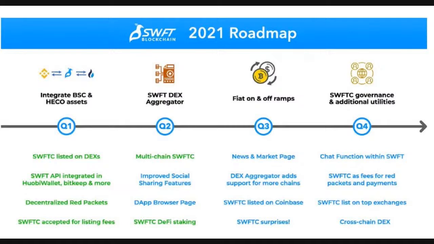A news and market page. They have that in quarter 3. They have decentralized aggregator ads. They talk about that. They support more chains. That is true. Swift listed on Coinbase. That happened as well. Swift surprises. Well, we know the surprises in 2021, but we'll get to that. They have a chat function with Swift. Swift adds fees for red packets and payments. Yes, that's in place. Swift lists on top exchanges and cross-chain decentralized exchanges. So far, all that is showing me that we are right on target.